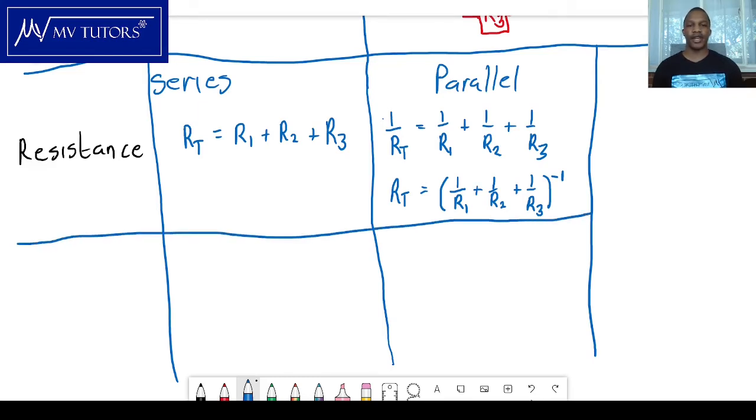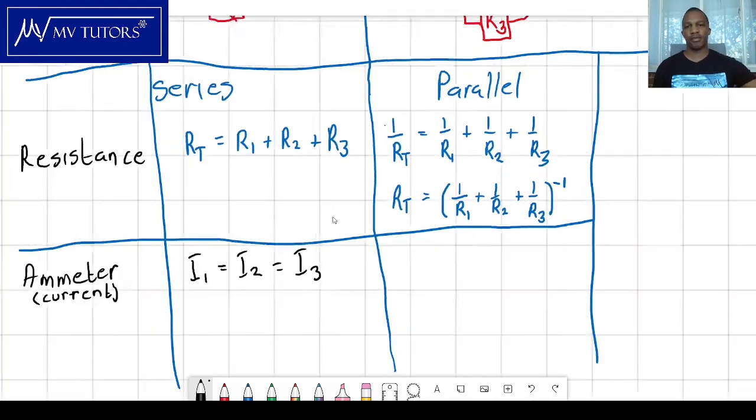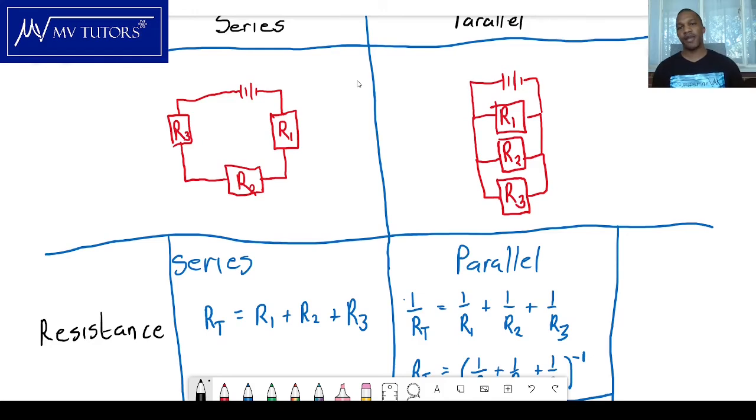Next I want us to look at the ammeters. What does the ammeter read? The ammeter reads the current, and remember current is denoted by I. Under series, the same current applies: I1 equals I2 equals I3. Now let's check where the current would be. Imagine these to be water pipes, and current behaves like water. Imagine the water is coming from the battery here. That same water is passing throughout all of these.